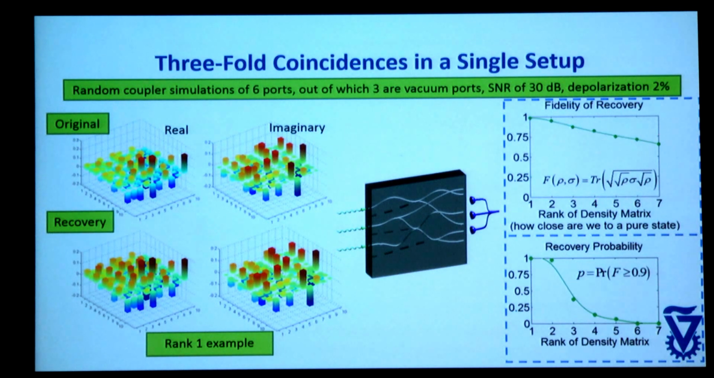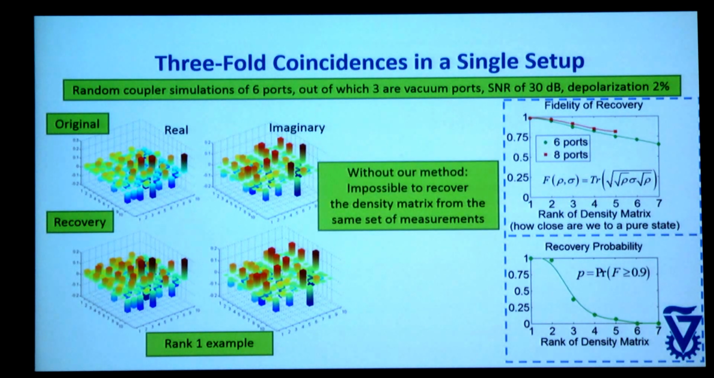Here, more quantitatively, you see that the fidelity of the recovery is very close to 1 when the rank of the density matrix is low, as expected, because this is how close we are to a pure state. And also, the recovery probability drops as we increase the rank, once again, as expected. Now, I want to stress that without our method, it was impossible to recover the density matrix from this set of measurements, which is much simpler.